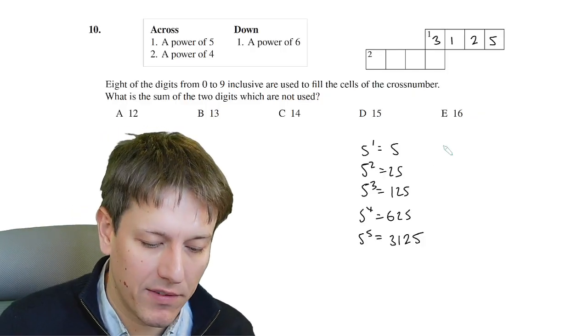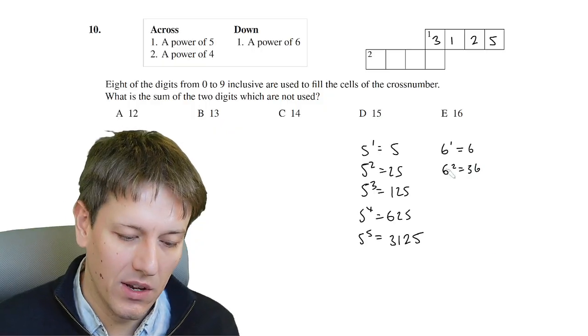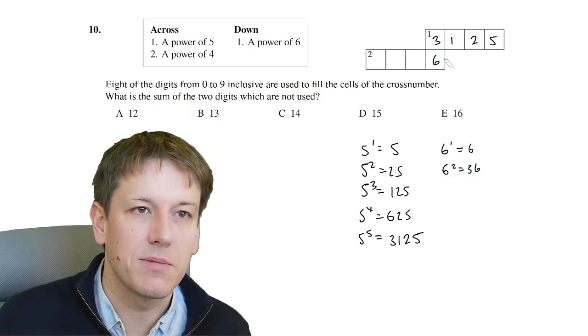For 1 down, a power of 6, well, 6 to the 1 is 6, 6 squared is 36, and that's as far as we need to go. 6 cubed would have 3 digits, so this one must be 36.